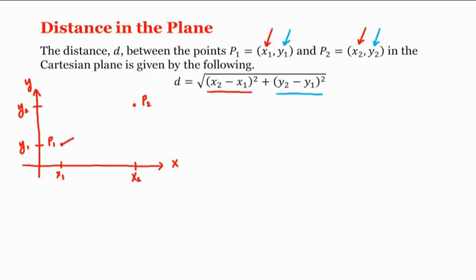Now d is the distance between these 2 points, which is the length of this line segment, isn't it? So why would the length of this line segment be equal to this square root? Well, let's plot a third point over here at x2, y1. And connecting these 3 points, we get a right triangle.